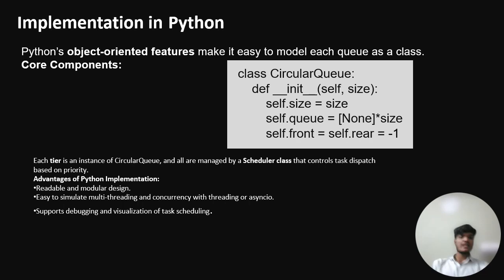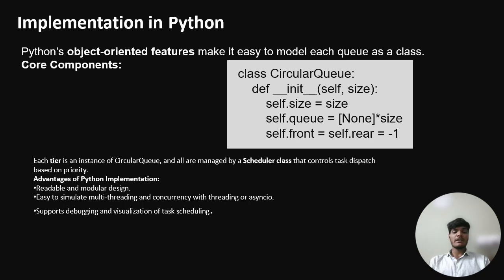Next, implementation in Python. So how do we implement the circular queue in Python? Python's object-oriented features make it easy to model each queue as a class. Core components: each tier is an instance of a circular queue, and all are managed by a scheduler class that controls task dispatch based on priority.